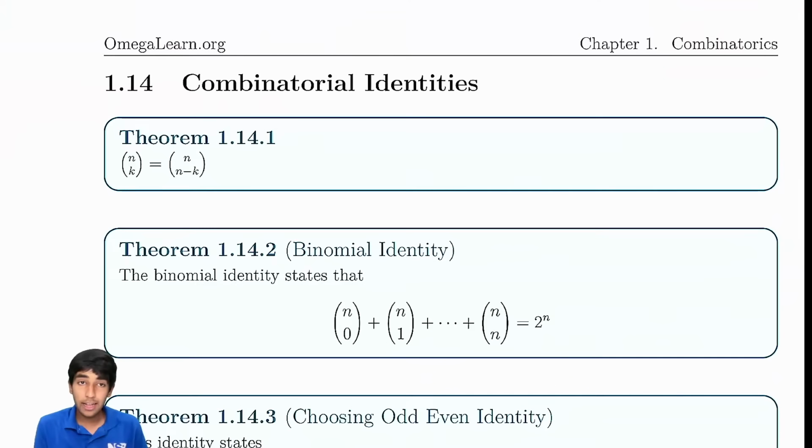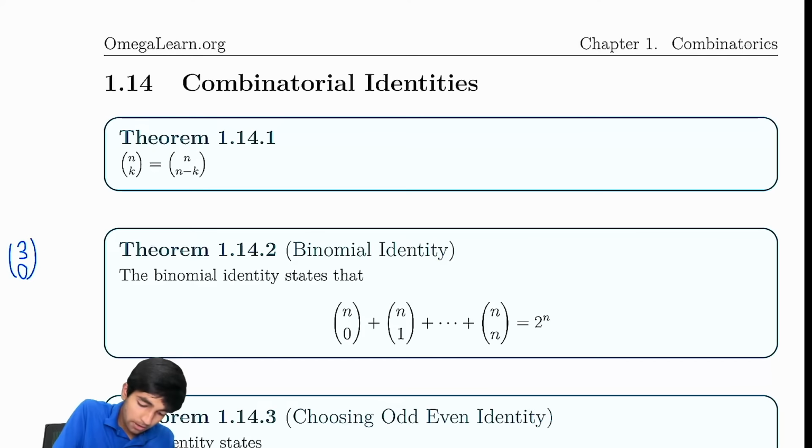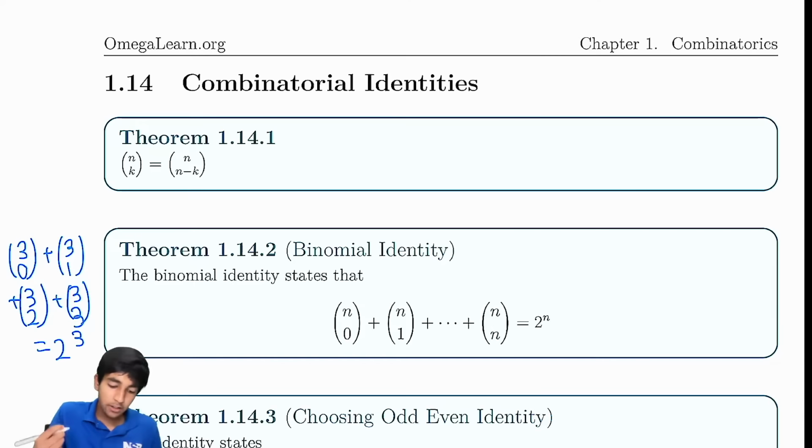Okay, now we're going to take a look at combinatorial identities. And here's a binomial identity. It states that n choose 0 plus n choose 1 plus n choose 2, all the way until n choose n, is 2 to the n. For example, 3 choose 0 plus 3 choose 1 plus 3 choose 2 plus 3 choose 3 is 2 to the 3. Why is this true?